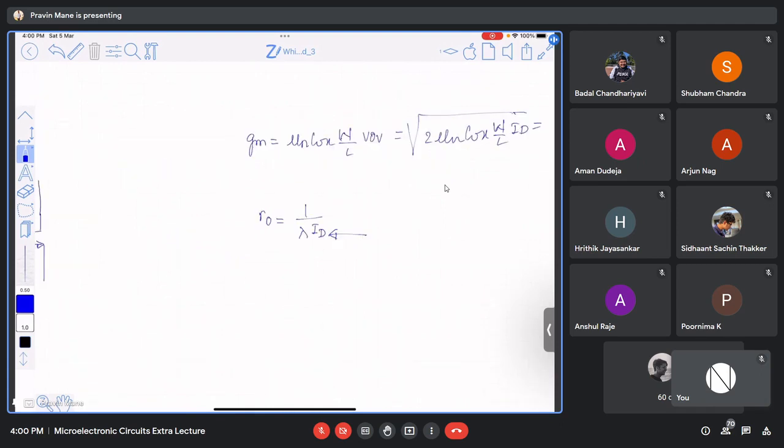Right, 1 upon lambda ID, and you should understand that this lambda is proportional to 1 by L. If I double the length, lambda becomes half. So accordingly, it depends on what bias point is there. VOV is again capital VGS minus VTN or VTP, whatever you have. So again, these are DC values. These parameters are decided by DC quantities, that is bias voltage and bias currents.